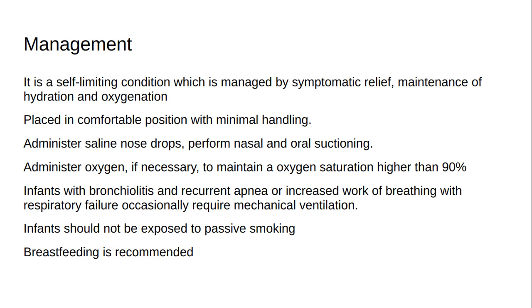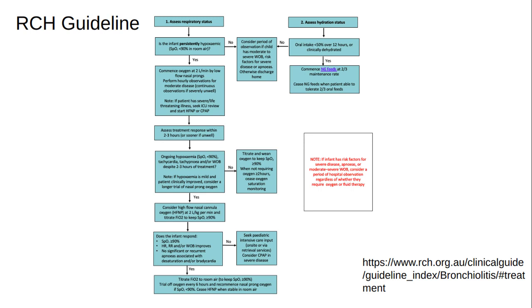Patients should be made as comfortable as possible, with minimal handling, held in a parent's arms or sitting in a position of comfort. Administer saline nose drops and perform nasal and oral suctioning initially. Administer oxygen, if necessary, to maintain an oxygen saturation higher than 90%. Infants with bronchiolitis and recurrent apnea or increased work of breathing with respiratory failure occasionally require mechanical ventilation. Bronchodilators should not be routinely used. Antibiotics should be used when proven coexistence of bacterial infection. Infants should not be exposed to passive smoking. Breastfeeding is recommended, according to RCH Guidelines management.